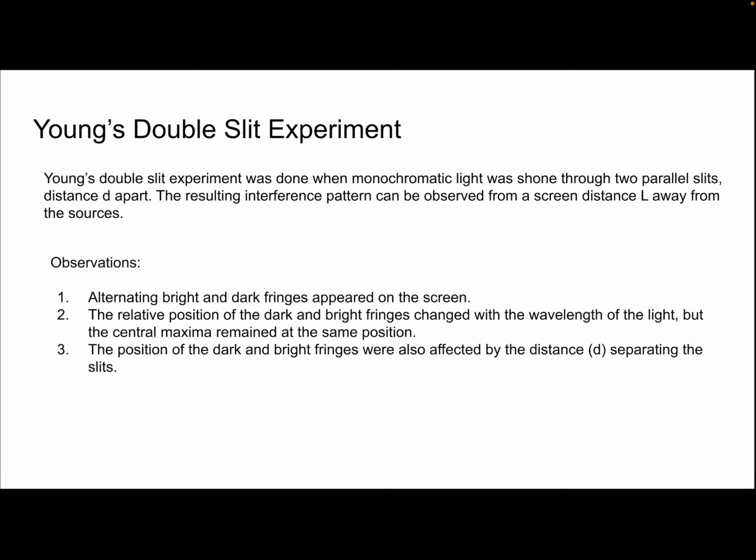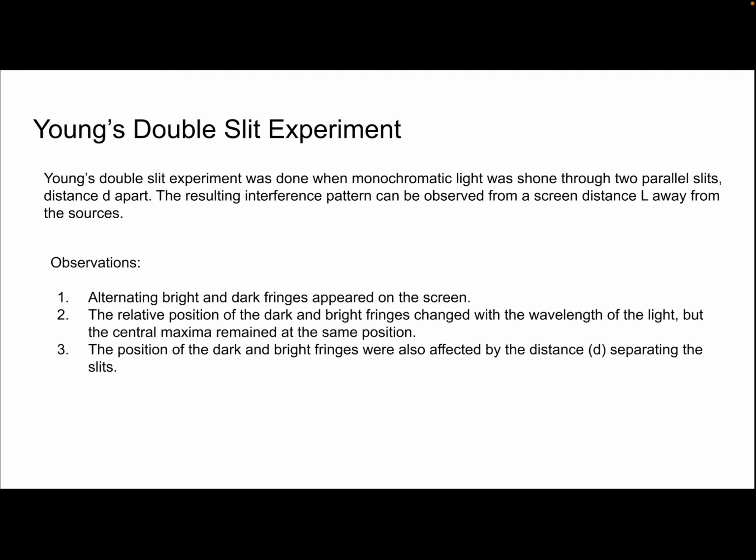Some observations that were made: alternating bright and dark fringes appeared on the screen. That's similar to what we were talking about before, how alternating antinodal and nodal lines cause alternating bright and dark fringes. And the relative position of the dark and bright fringes changed with the wavelength of the light, while the central maxima always remained at the same position on the screen, assuming the screen is the same distance L away from the sources and we're just changing the wavelength of the light. So it could be red light or green light, because different colored lights have different wavelengths.